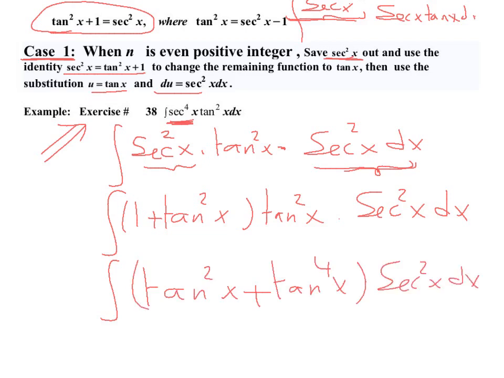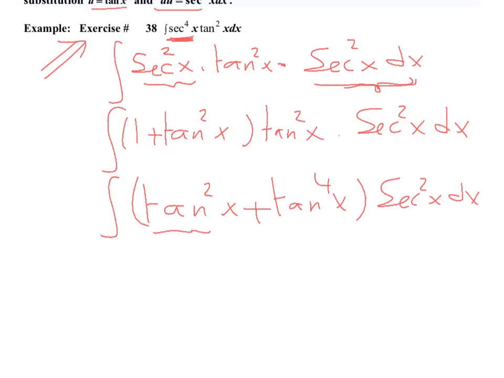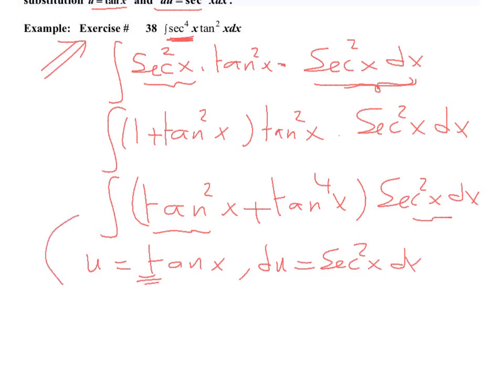Now we have u and u prime. Tan is u and this is u prime. So if we take u as tan, du of tan is secant square x dx. The derivative of tan is secant square. So this will be equal to the integral of u square plus u 4 du. This is du, which is here.